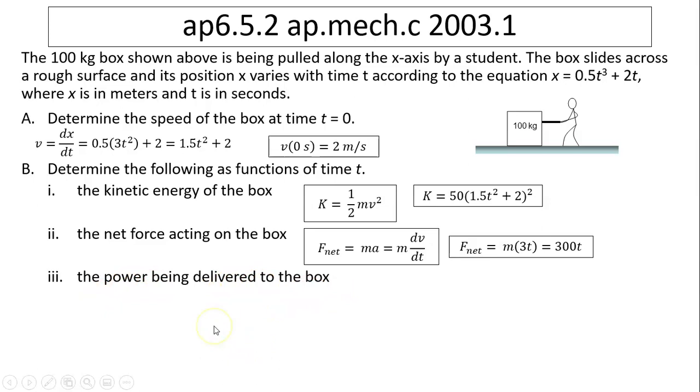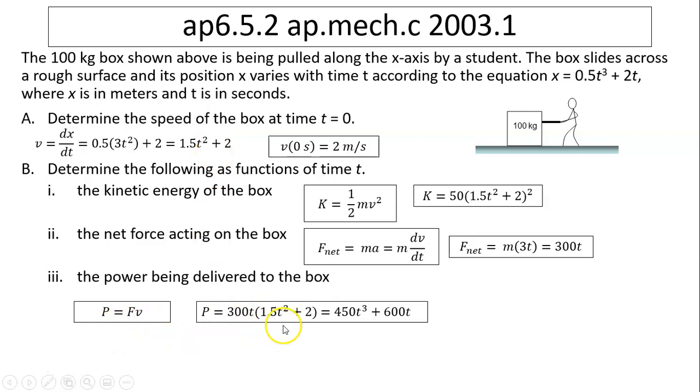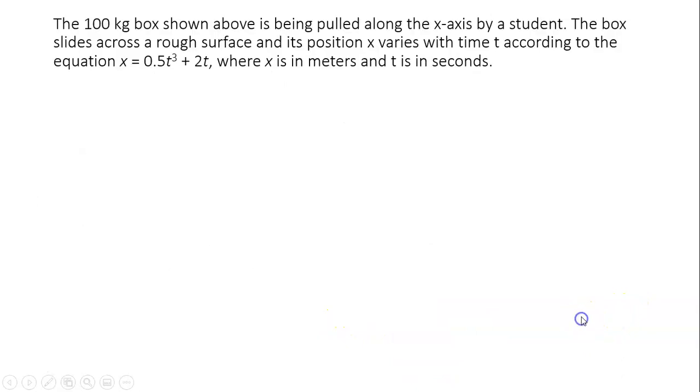Next one, the power being delivered to the box. Power equals force times velocity. We know force as a function of time. We also know the velocity as a function of time. So we simply multiply the two expressions. You can simplify this expression to make it become 450 t cubed plus 600 t.